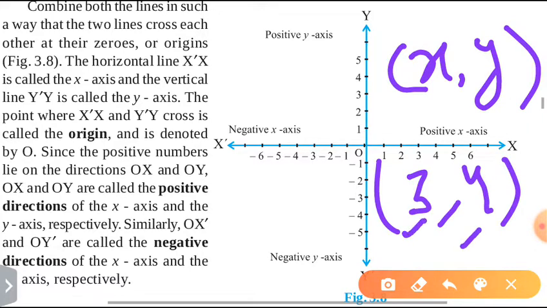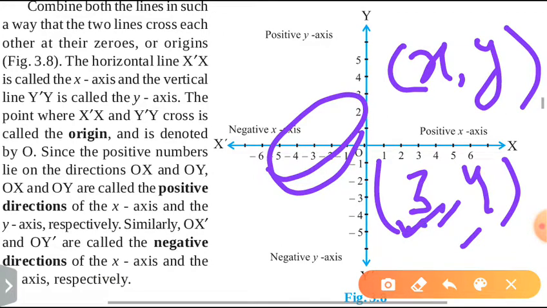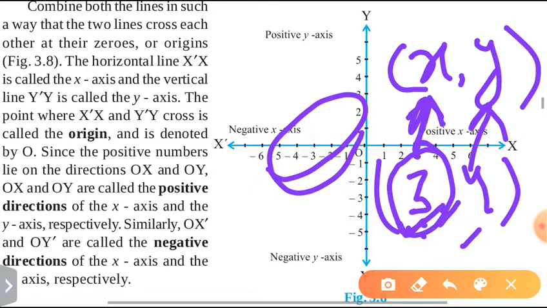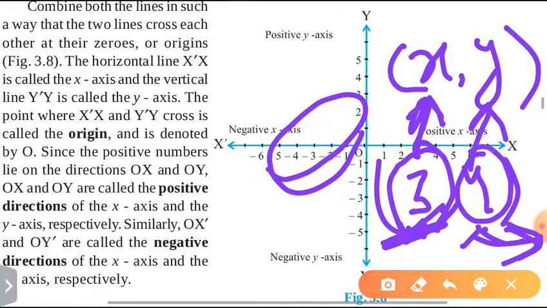I will give you an example like 3 comma 4. Suppose we have to locate 3 comma 4 on this system. The first part is known as the x coordinate, and the second part is the y coordinate. The first part is also known as the abscissa, and the second part is known as the ordinate. I will further show you in the book also. So this is the x coordinate, which is known as abscissa, and this is the y coordinate, which is known as the ordinate.